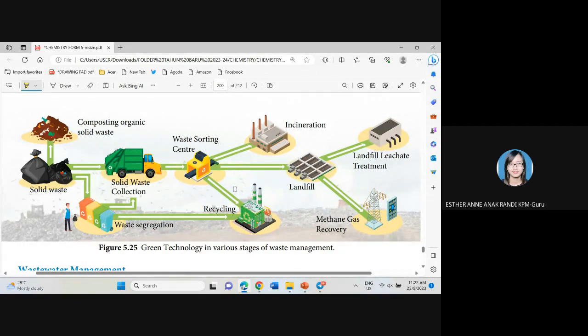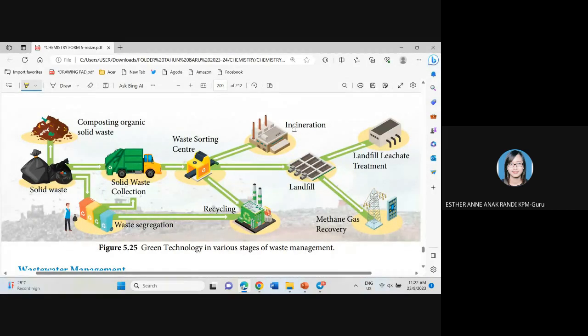Okay, they will recycle and renew it to make a new product. Okay, what about other waste that are not recycled? So the waste that are not recycled, they are going to solid waste collection. Okay, and they will be sorted. Dia akan dipilih dekat sini. So bila dipilih, dia akan pergi dekat 3 tempat lah. Yang pertama, incineration. Incineration is basically you bakar waste ni tadi.